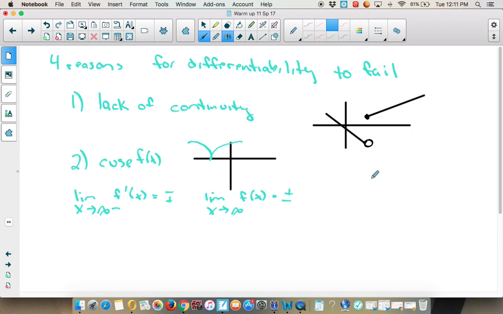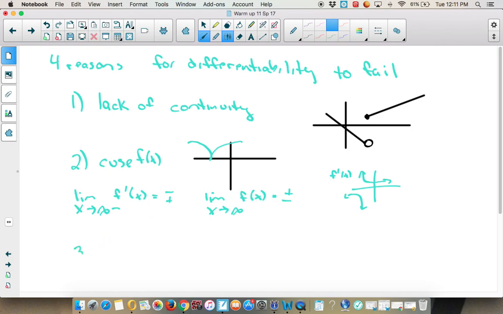Okay, the way that the f prime would look, if I was going to graph that, it would look like that. But the original function, it looks like this kind of crevice between 2 hills. And they're approaching different infinities.